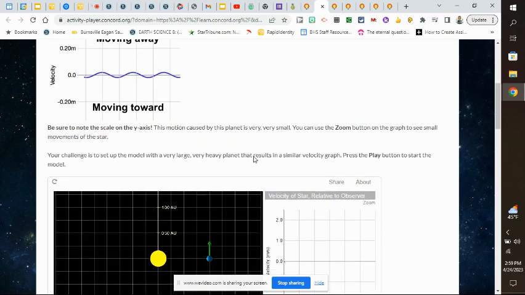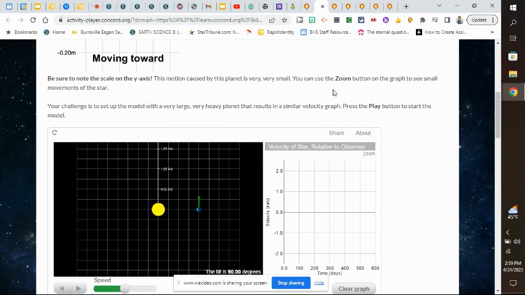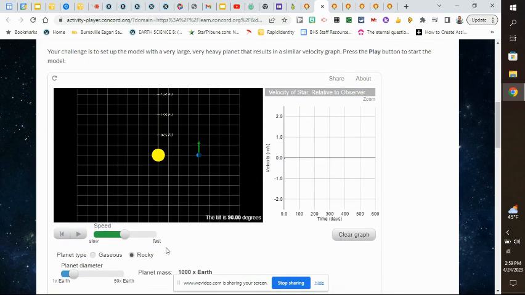Okay, now it can be close. You're not going to get it perfect. So it says you can use the zoom button on the graph to see very small movements of the star. So we want to set something with a very large mass. So you're going to play with it at the bottom, planet diameter. You want something very large. Okay, I'm going to press play.